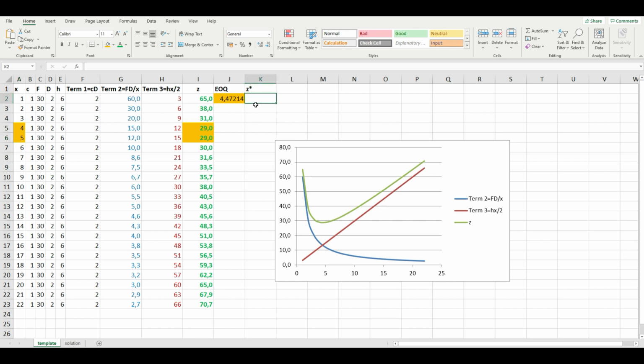And let's calculate what is the minimum total average cost in this case. So it is C times D plus the square root of the expression 2 times F times D times H, and the minimum cost is 28.8. So once again, it is a little bit smaller than the 29 we discussed before. And as a result, we implement the economic order quantity model also for this example.